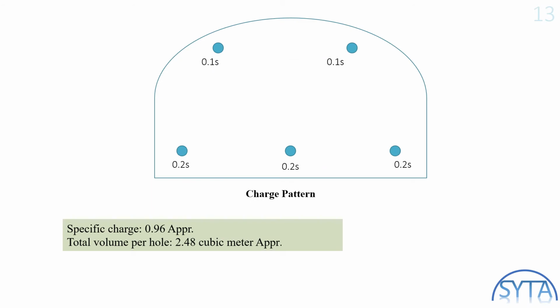This is my charge pattern which we used inside the tunnel for blasting in the model. At the bottom there are 3 charges at 0.2 second, and the above 2 charges are at 0.1 second delay. Considering the specific charge, it is 0.96 approximately. The total volume per hole is 2.48 cubic meter approximately.